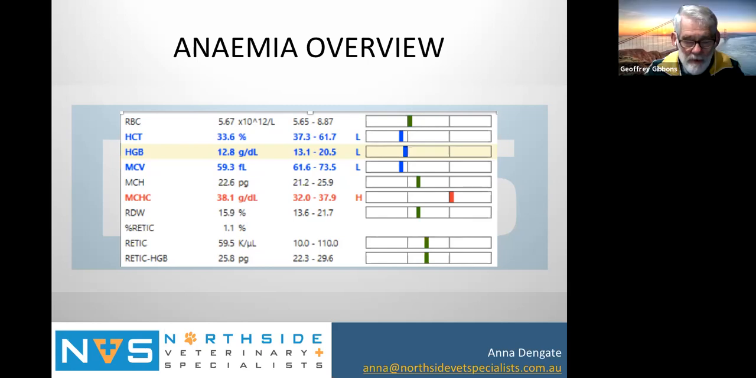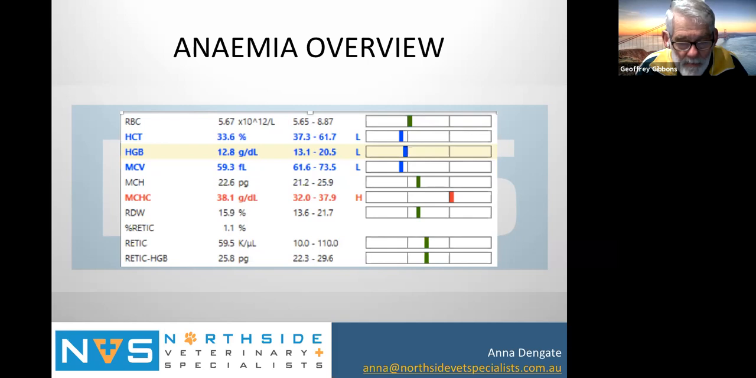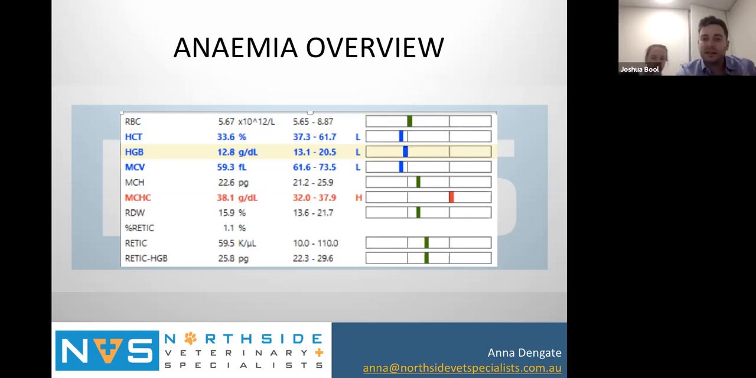One of the interesting things there is that our pathologist at CSU, his name just escapes me, says that the MCHC really can't be above normal. So I'm wondering whether that's an artifact. Hemolysis or something like that. If you get hemolysis in the blood, you can get a high MCHC. I vaguely remember that from uni.